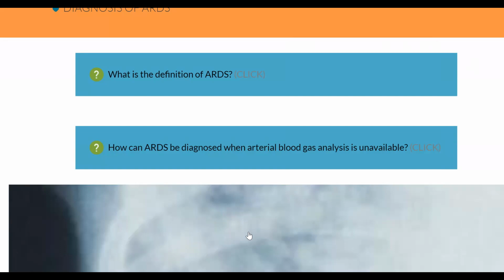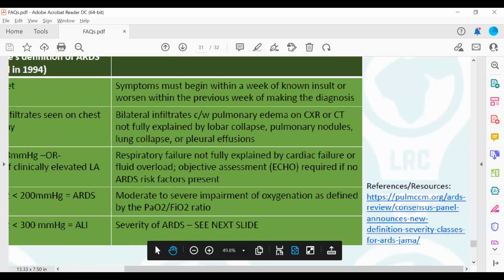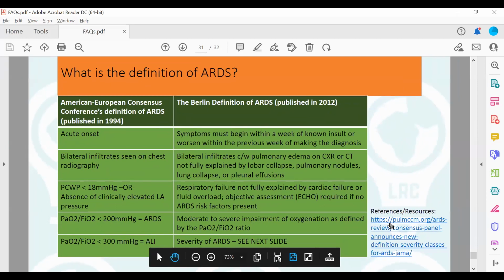Okay, probably Jean-Paul can help us to answer that. There are 4 criteria for acute respiratory distress syndrome, as you can see there.